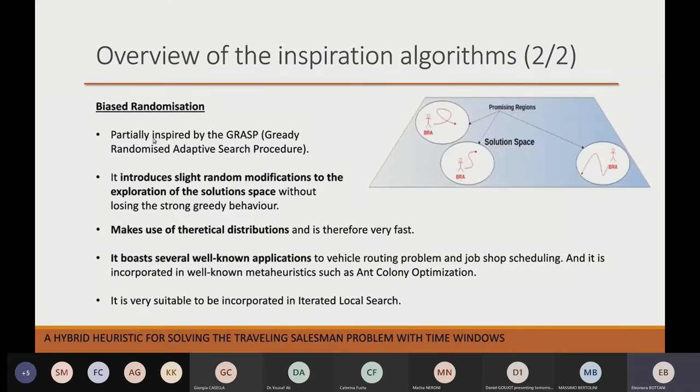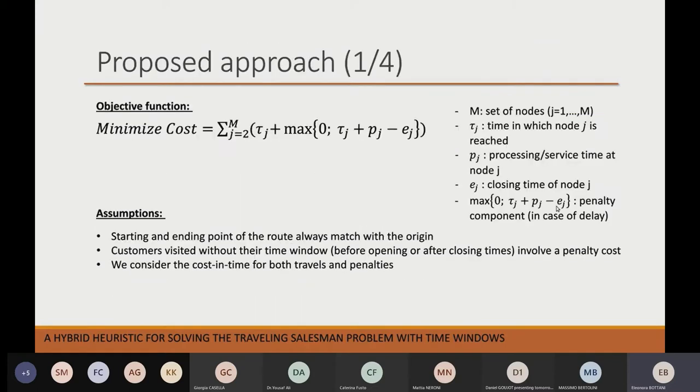The other one is biased randomization, which is inspired by GRASP. It introduces a slight modification in the exploration of the solution space without losing, of course, the solid greedy behavior. It makes use of theoretical distributions and it finds many applications. I think the most famous one is its incorporation in the ant colony optimization metaheuristic framework.